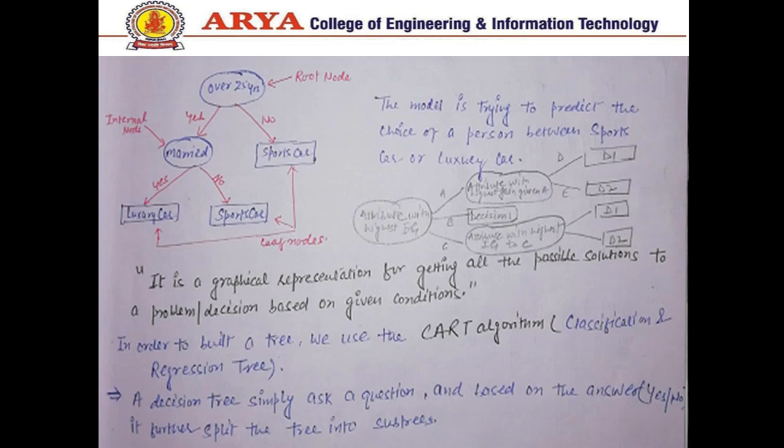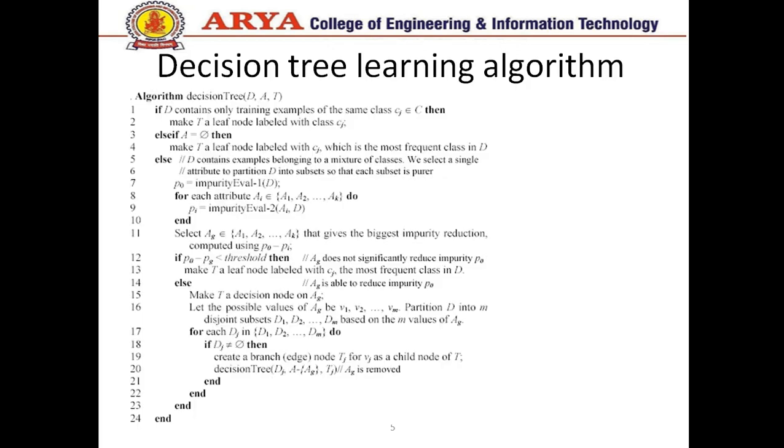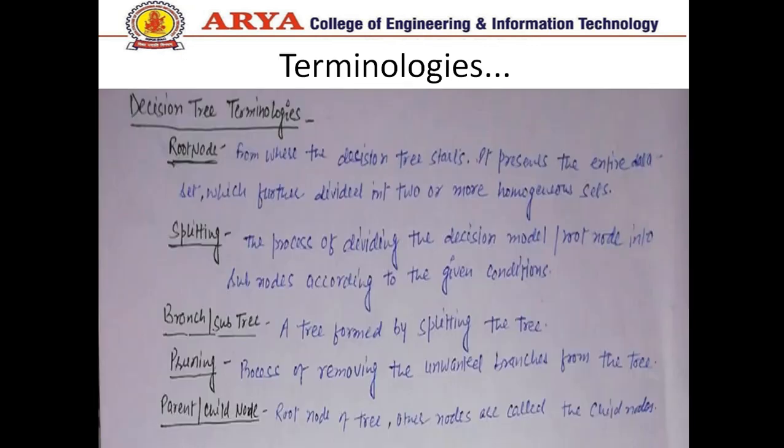In order to build a tree, we use the classification and regression tree algorithm, also known as the CART algorithm. A decision tree simply asks a question, and based on the answer, which depends only on two conditions, yes or no, it further splits the tree into subtrees. So here is the algorithm of the decision tree, with its algorithmic steps.